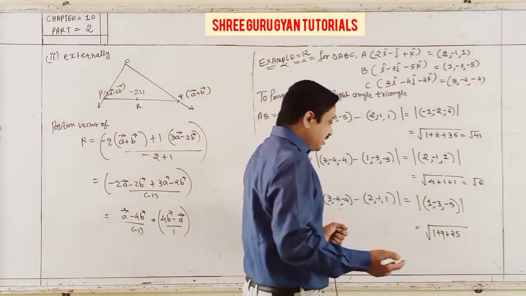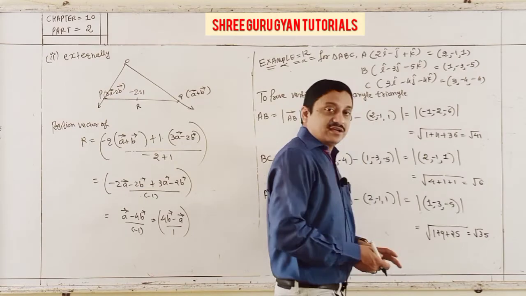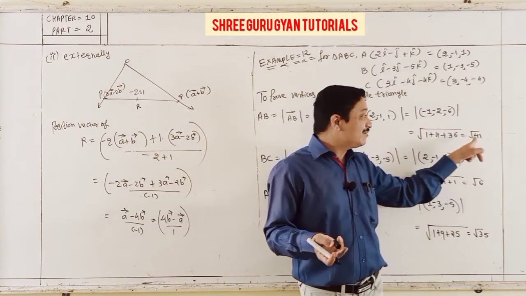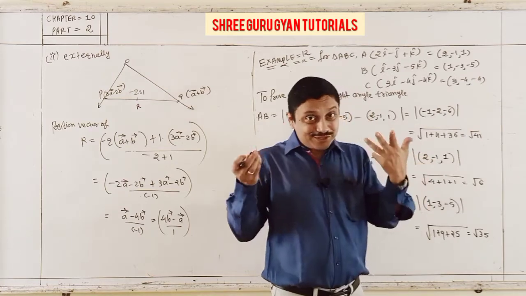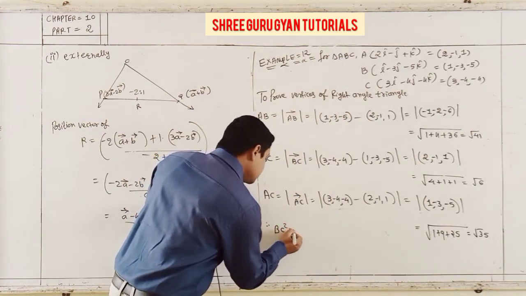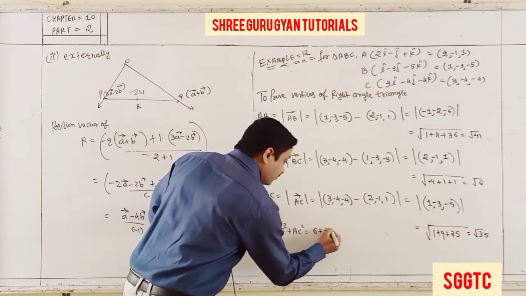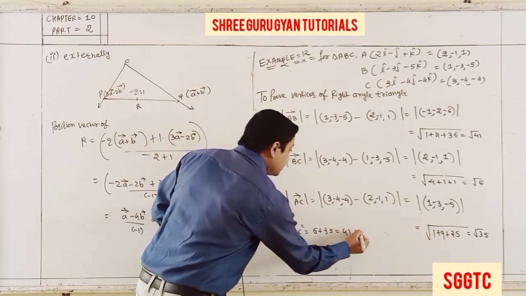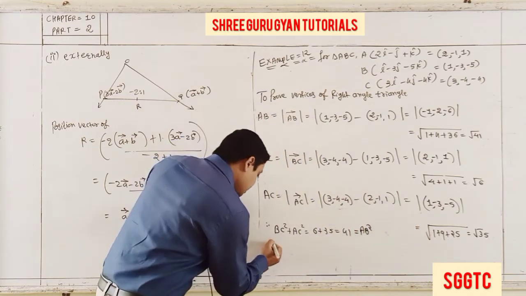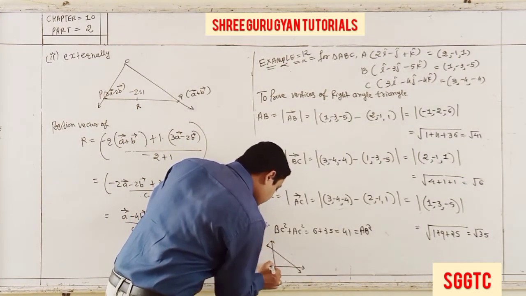So 25 and 10 make 35. Yes students, check: 35 plus 6 gives 41. It means the Pythagoras theorem is valid. So can we write down BC square plus AC square? BC square is 6, AC square is 35, total 41, which is surely AB square. It means it is a right angle triangle.